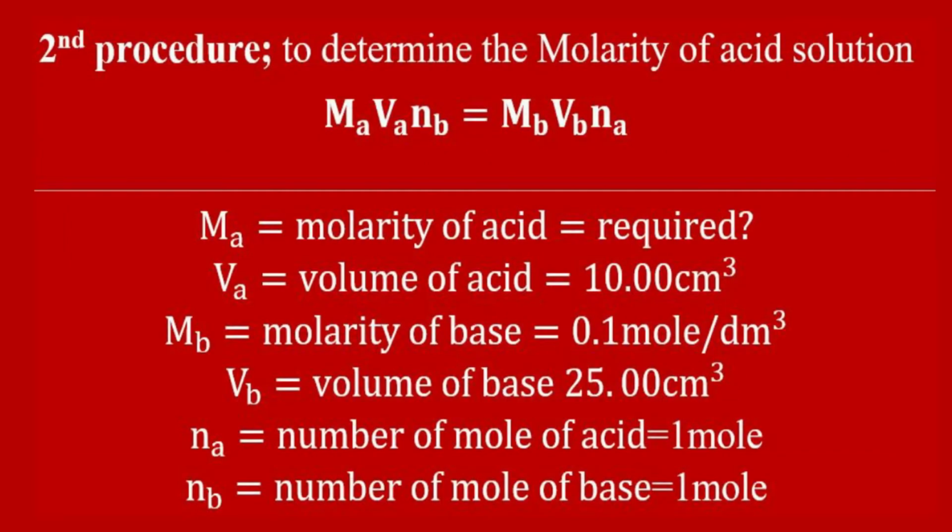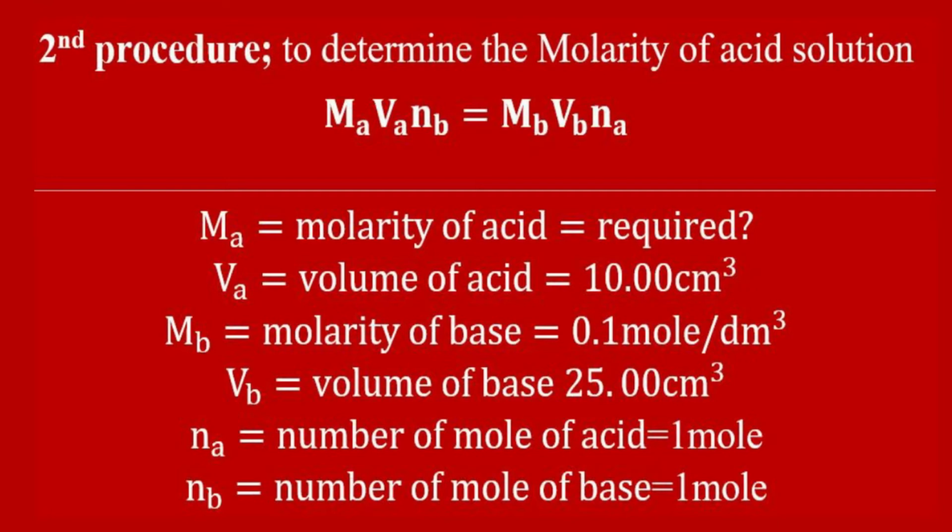Procedure number 2 is to determine the molarity of acid. For the molarity of acid, use the molar ratio formula, which is MAVA over nA equal to MBVB over nB. That is our formula. So the molarity of acid is required. The volume of acid is 10 mL from the titration experiment of volume used. The molarity of base is 0.1 mole per decimeter cube. The volume of base is 25 from the pipette.